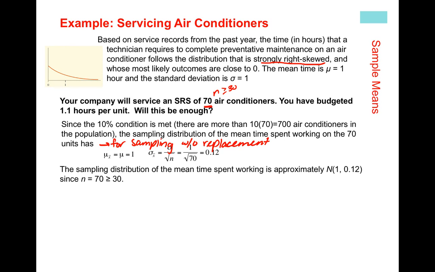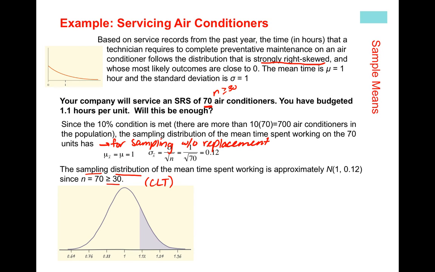Now we know that this sampling distribution is approximately normal because our sample size is greater than or equal to 30. And the CLT, or the central limit theorem, is what tells us that. So even though the population is non-normal, our large sample size tells us that the sampling distribution from that population will be approximately normal.